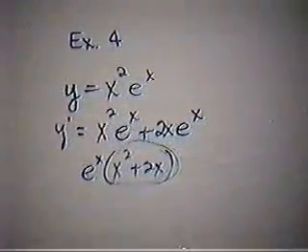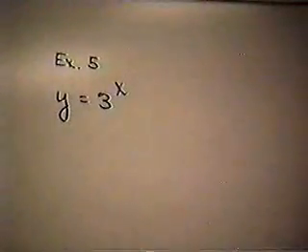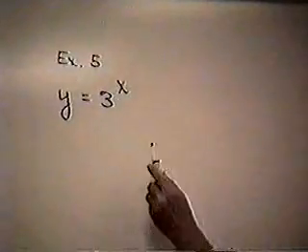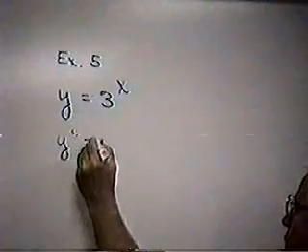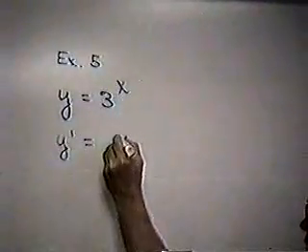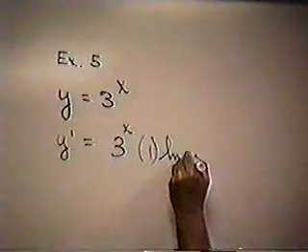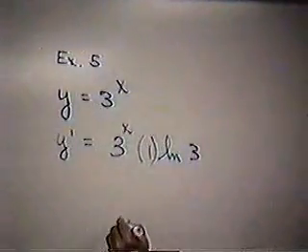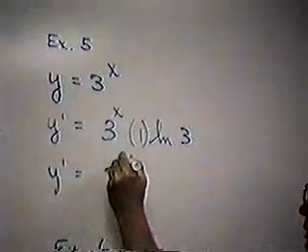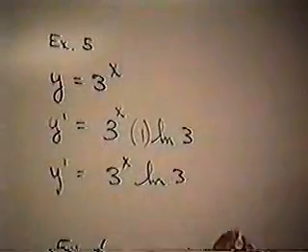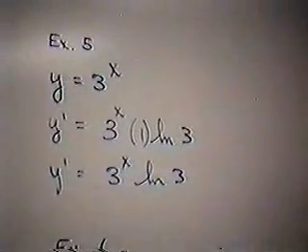All right, let's look at example 5. Now example 5, we're getting away from the e. We're going to do several that have 2's or 3's or 10's here. Same rule. Derivative of y is 1, tag on a y prime. Derivative of 3 to the x is itself, times the derivative of the power, and tag on the log of 3. So the final answer is 3 to the x times the log of 3. All right, next example.